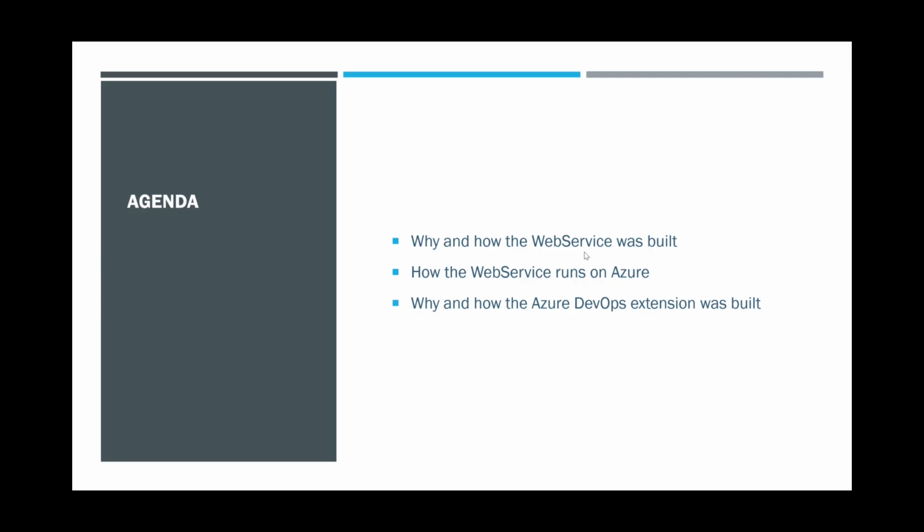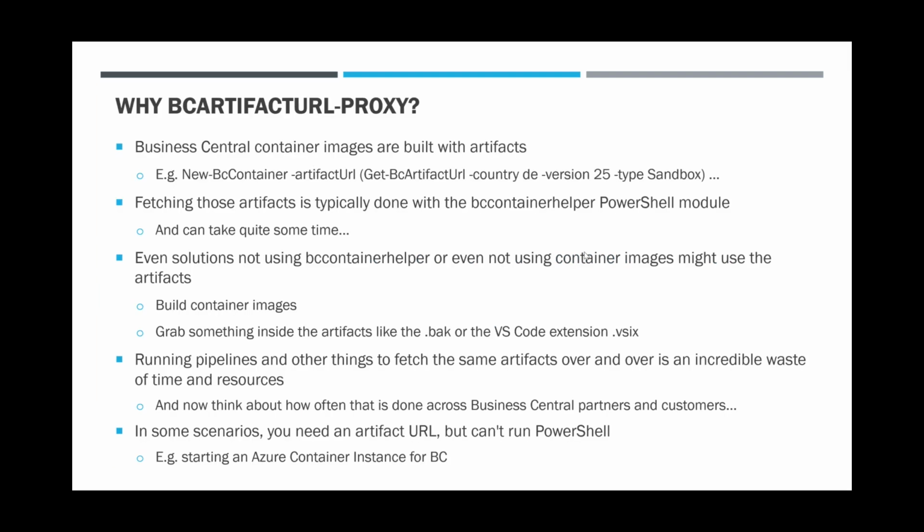Thanks a lot. So what are we going to talk about today? Why and how the service, the BCArtifactURL-Proxy, was built, and how it actually runs on Azure. So a bit of a peek behind the scenes for the infrastructure and the deployment, and then the accompanying Azure DevOps extension, why and how that one was built. But first of all, why the BCArtifactURL-Proxy?